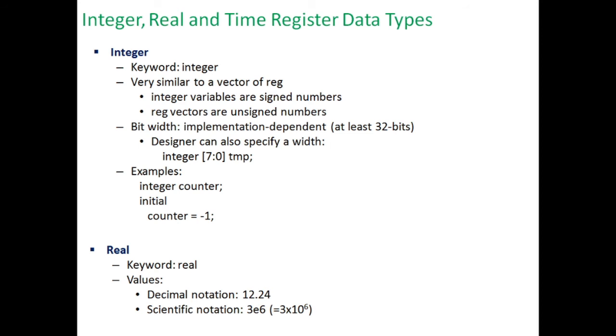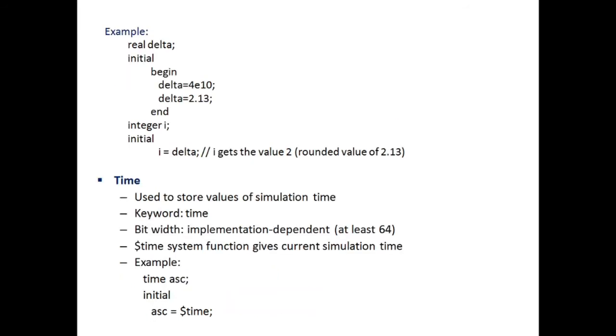Now let me take an example. Real delta is the variable, it is of type real. That means delta always accepts a scientific or decimal notation. In the initial begin, I have taken here the scientific notation. That means the delta variable is storing some scientific value. Here the second delta value is storing some decimal value. That is the purpose of the real data type or real keyword.